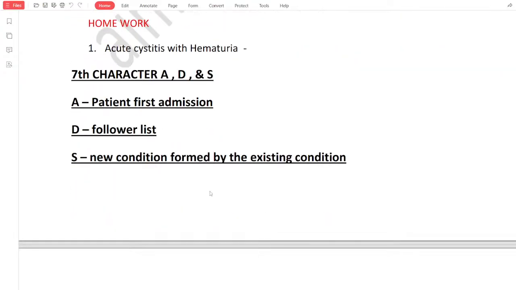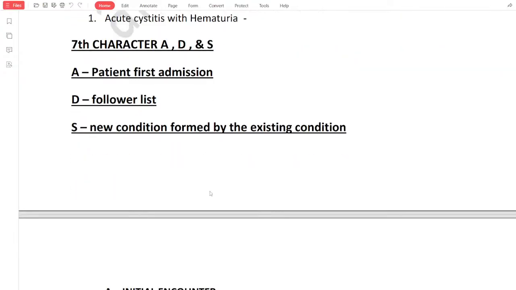Next is a very important section: the seventh character, A, D, and S. Everyone knows about that. In our medical coding ICD section, we want 3 to 7 characters. So if the seventh character is not visible, you have to add it. You have to complete the code by using A, D, and S.